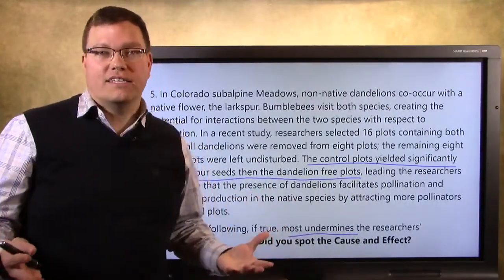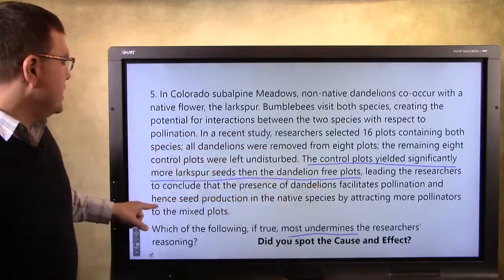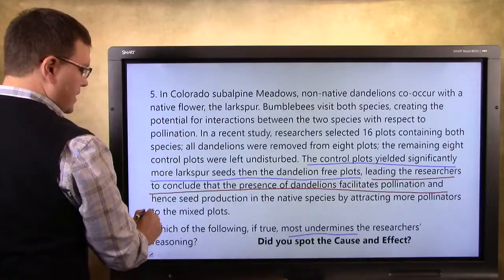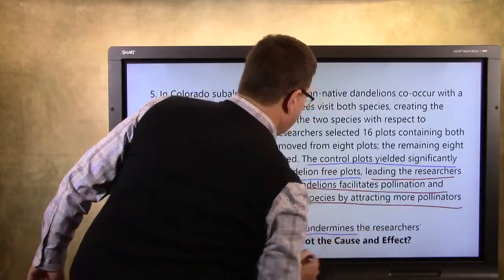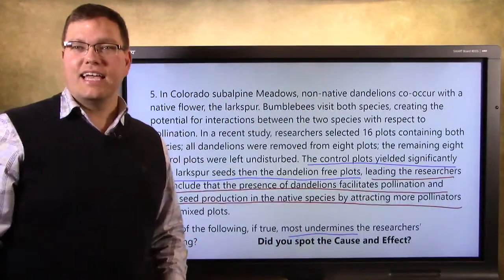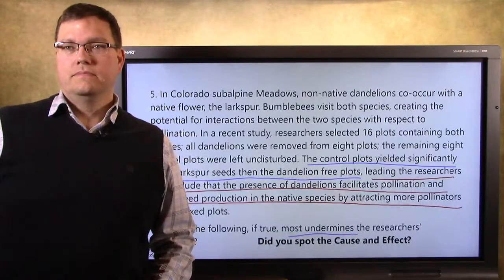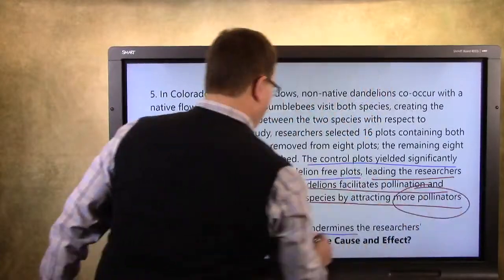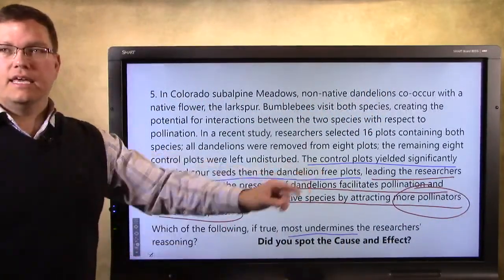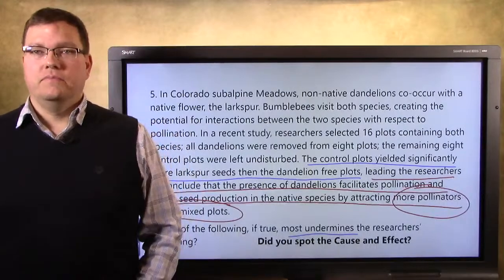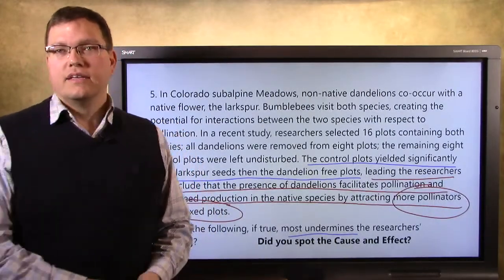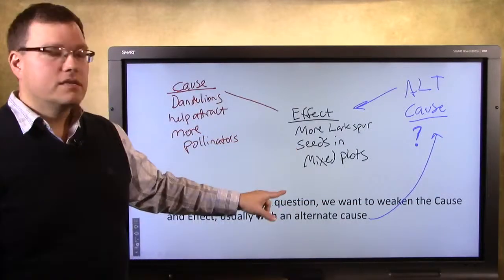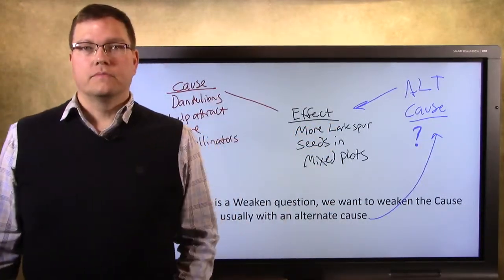What is supposed to be the cause, right? Leading the researchers to conclude that the presence of dandelions facilitates pollination and hence seed production in the native species by, and this is exactly what Jogtej was saying, more pollinators to the mixed plots. That's the key, right? Pretamesh has it as well. You guys have got this, so this is what we're looking at. The effect is more larkspur seeds in the mixed plots, okay?